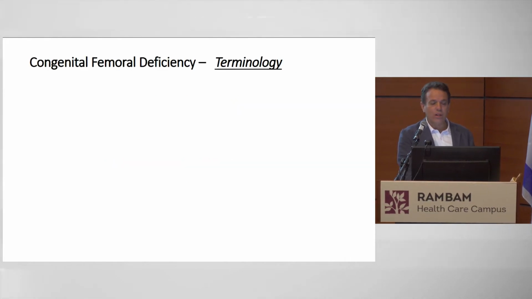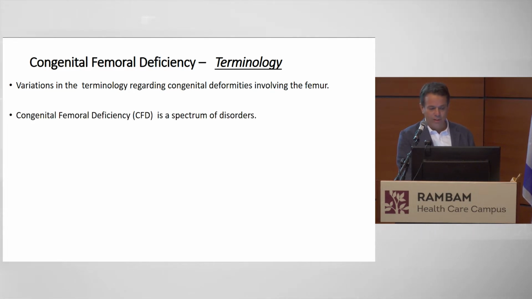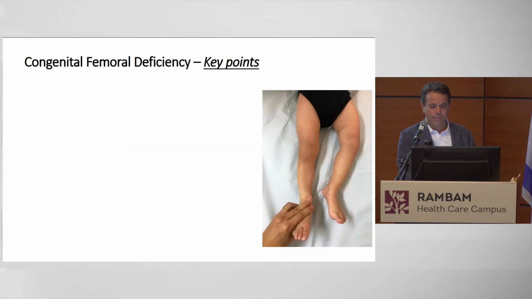And before we start, we need to talk a little bit about terminology. When we talk about CFD, there are a lot of variations in terminology regarding any kind of deformities involving the femur. It's a very wide spectrum of disorders, CFD. It can range from very simple shortening of a normal appearing femur to a complete absence of the proximal two-thirds of the femur, as you can see on the right side.